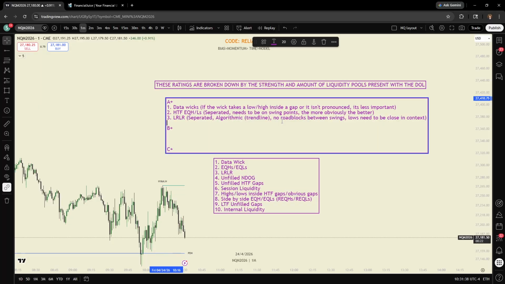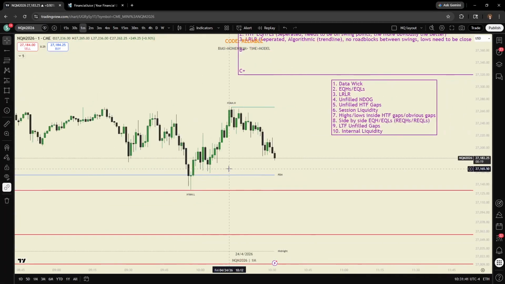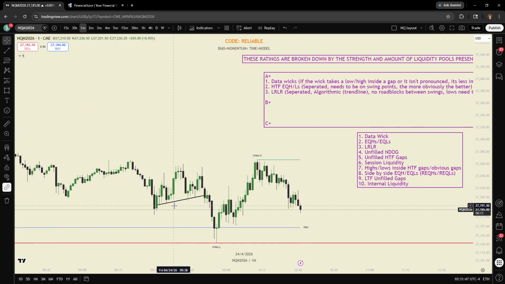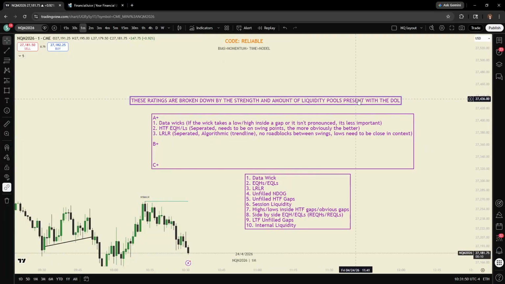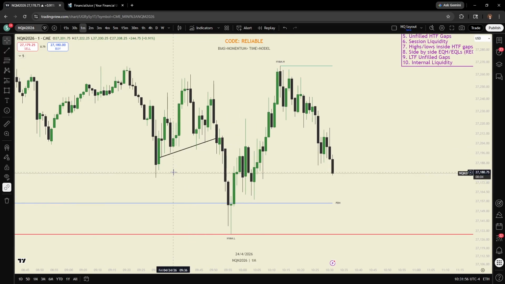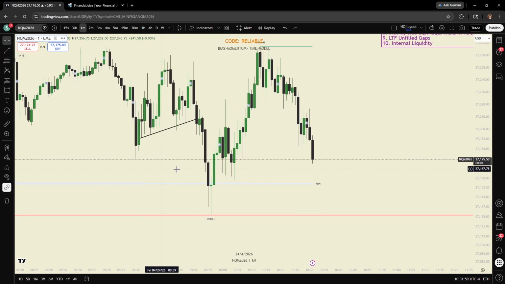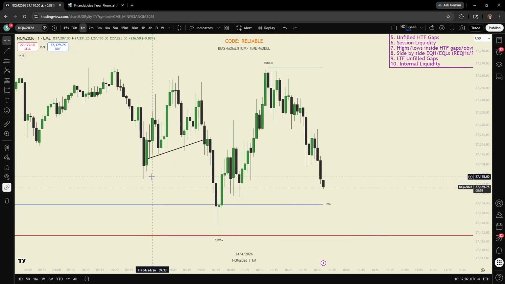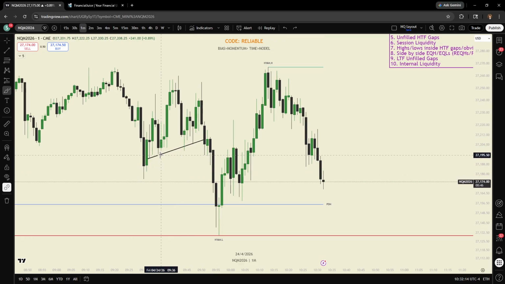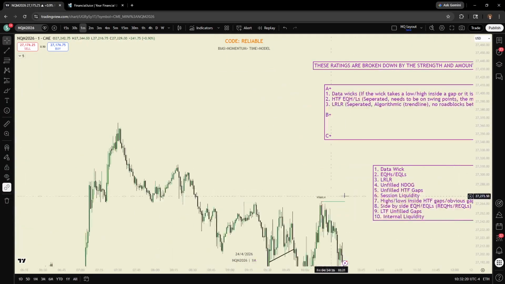Oftentimes what I see people doing with LRLR is they'll mark out any trend line or anything that could be considered a trend line and say, oh yeah, this is liquidity. But going back to the idea that these ratings are broken down by the strength and amount of liquidity pools present, if liquidity pools are formed at swing points because that's where people place their stop losses, then where are people placing their stop losses in this range? Probably at this low, and maybe at this low. So we only have two true liquidity pools here. Are people really placing their stop losses there and there? Probably not. So that's why that LRLR there isn't as important.